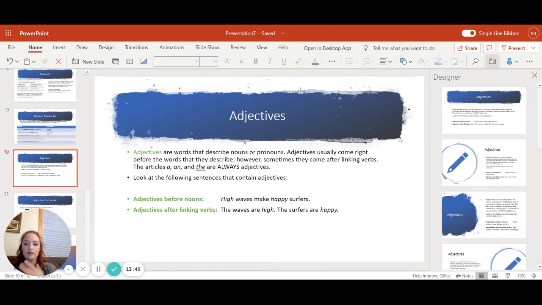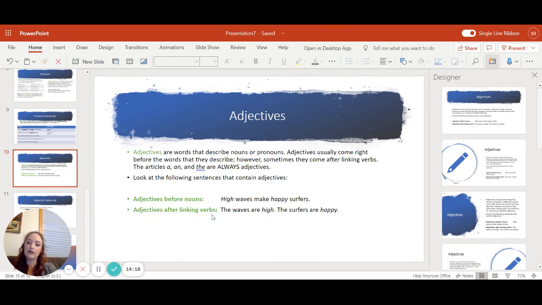So this is adjective before a noun, usually how it happens. So high waves make happy surfers. So we have waves and surfers as our nouns, right? What kind of waves? We ask, okay? Maybe I ask, what kind of waves? High waves, which makes high our adjective. And right, what kind of surfers? Happy surfers. Happy is describing our noun, right?